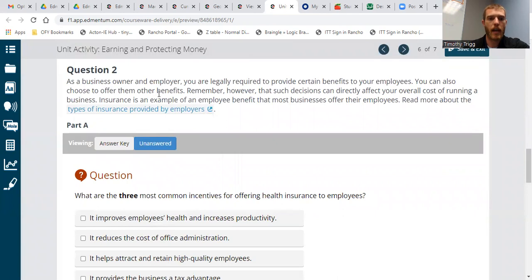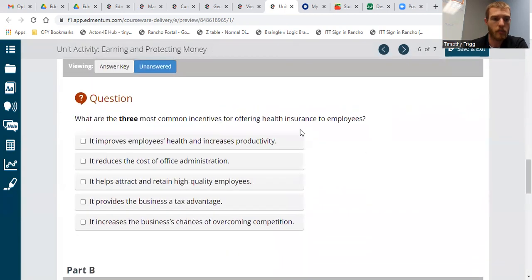As a business owner and employer, you are legally required to provide certain benefits to your employees. You can also choose to offer them other benefits. Remember, however, that such decisions can directly affect your overall costs of running a business. Insurance is an example of an employee benefit that most businesses offer their employees. Read more about the types of insurance provided by employers. So you can read that if you want, but you don't have to.